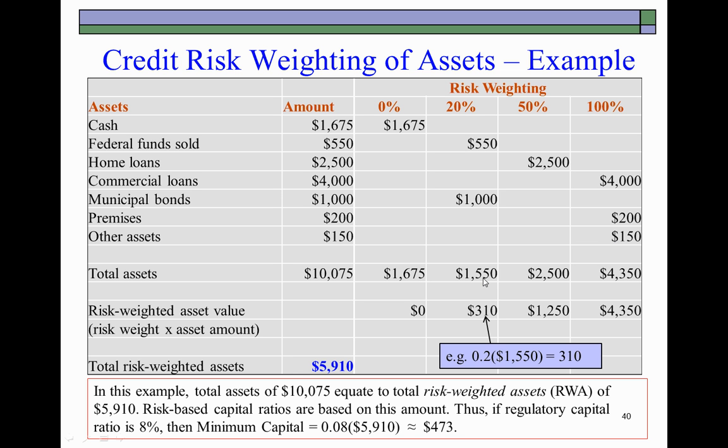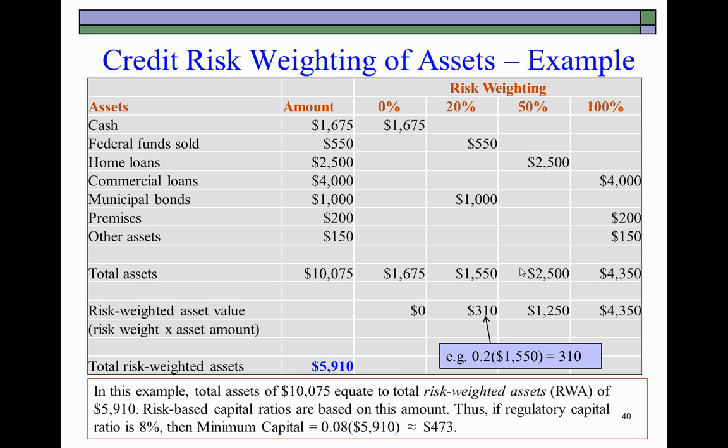So here we go. To determine risk-weighted assets, we're going to say, well, how many assets, how much do we have under risk weighting of 0? In this example, 1675. So 0% of 1675 would be 0. We need not require any capital for this one right here.